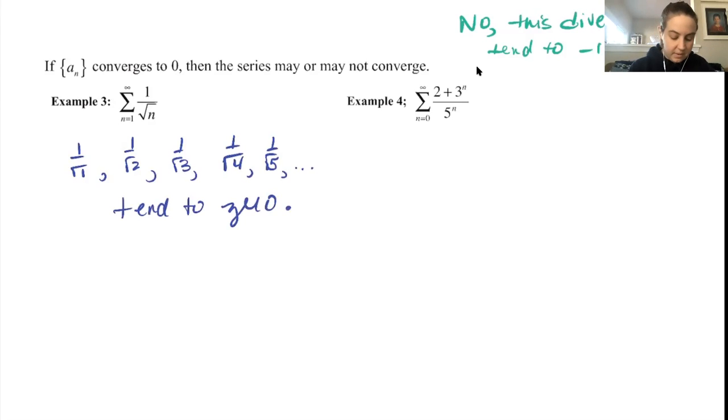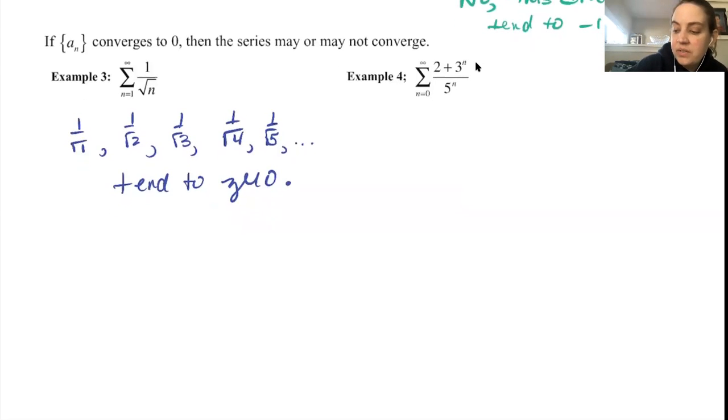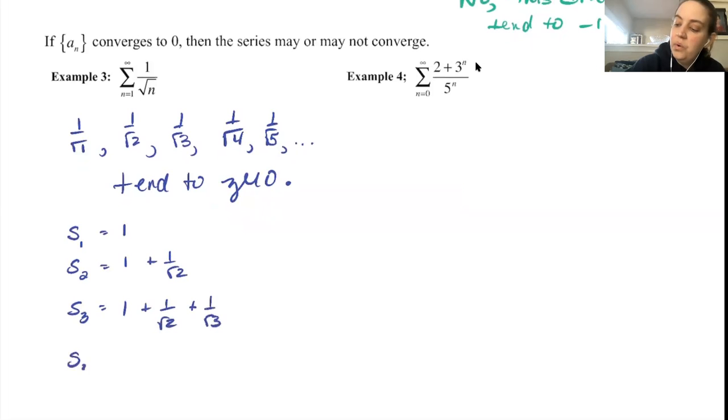What else do I want to say about this one? I think for this one, it's easiest to look at some specific values. If we do one term, my sum would be 1. 2 terms would be 1 plus 1 over root 2. 3 terms would be 1 plus 1 over root 2 plus 1 over root 3. 4 terms would be 1 plus 1 over root 2 plus 1 over root 3 plus 1 over root 4. Now, I don't have specific calculator values there. I'm going to come right back.